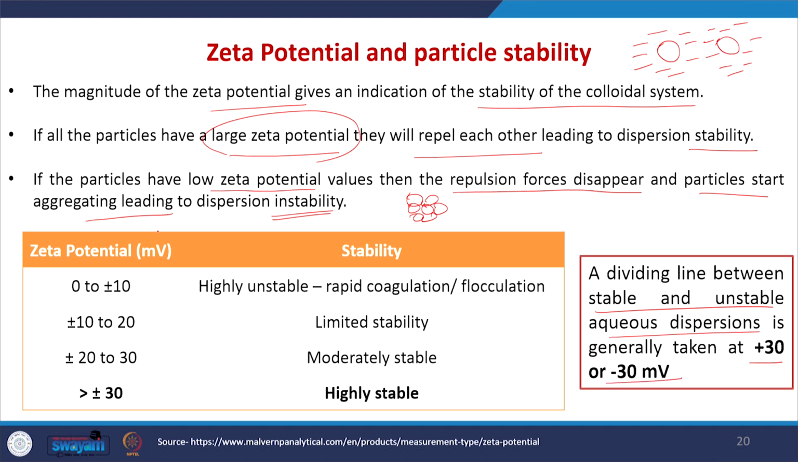From this table you can understand, if you have a particle with zeta potential between 0 to plus or minus 10, it means it is highly unstable. If you have plus or minus 10 to 20, this is limited stability. If it is between plus or minus 20 to 30, it is moderately stable, and if it is more than plus or minus 30, this is highly stable.